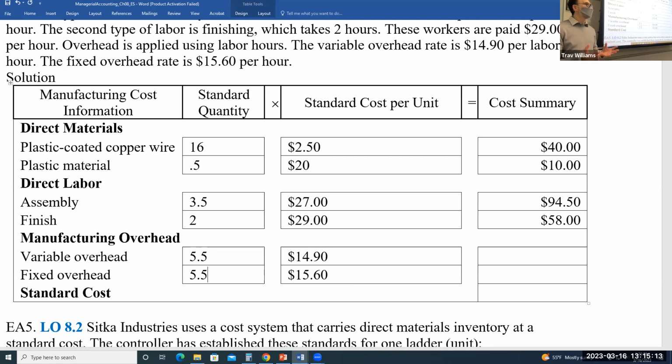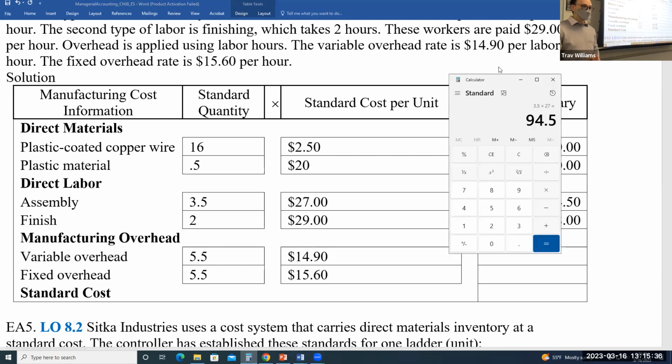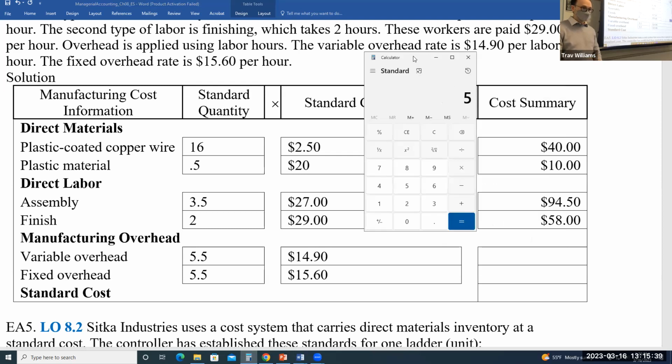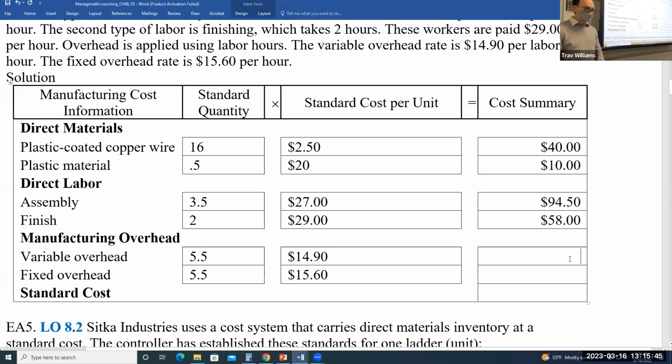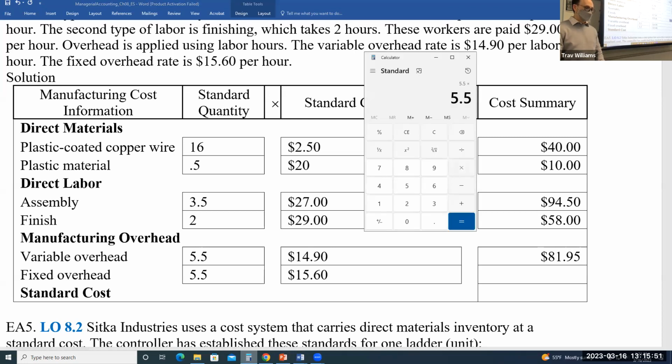Because we have to consider all of the direct labor hours, not just from one department, right? So we have 3.5 direct labor hours here, plus 2 here. So that's 5.5, and we use that same number for both the variable and the fixed calculation. Make sense? Okay, then we can multiply. So our variable comes out to 81.95 per unit, and fixed comes out to 85.80.